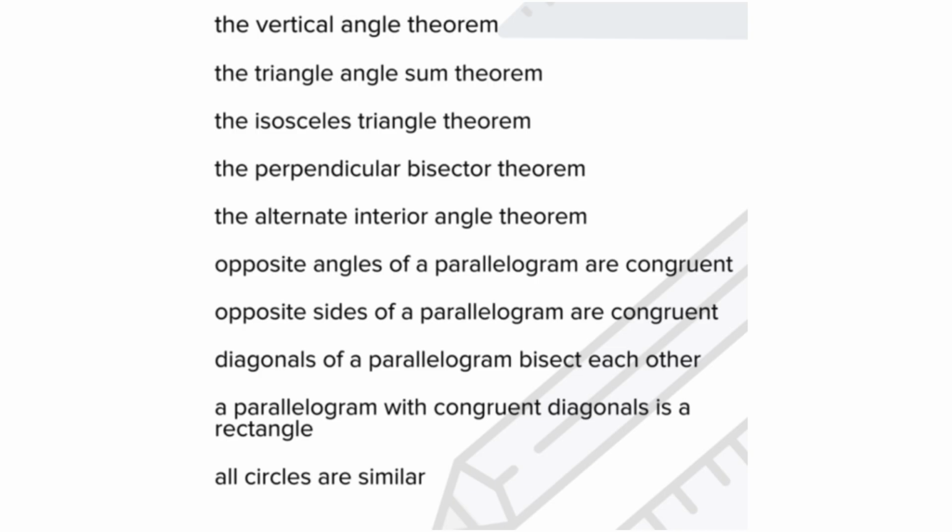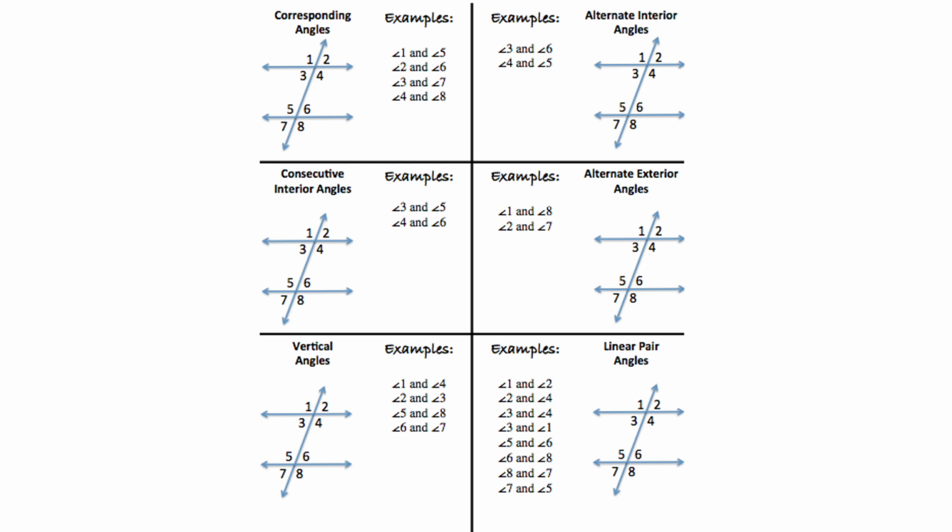There are 10 proofs that you need to learn. The vertical angle theorem, the triangle angle sum theorem, the isosceles triangle theorem, the perpendicular bisector theorem, the alternate interior angle theorem, opposite angles of a parallelogram are congruent, opposite sides of a parallelogram are congruent, diagonals of a parallelogram bisect each other, a parallelogram with congruent diagonals is a rectangle, and all circles are similar. If you don't know some of these theorems, I suggest watching my video on angles, which I will link in the description below.